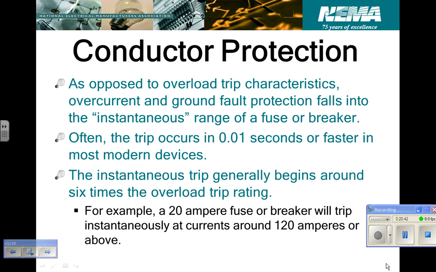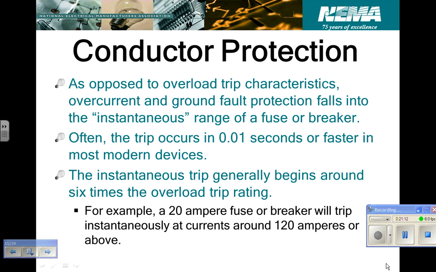And an instant trip breaker or fuse trips in 0.01 seconds. That's 10 milliseconds, 10 thousandths of a second. That's very quick, right? And because of that, if we need to let the motor current inrush happen for longer than 10 milliseconds, instant trip is not going to work, is it?